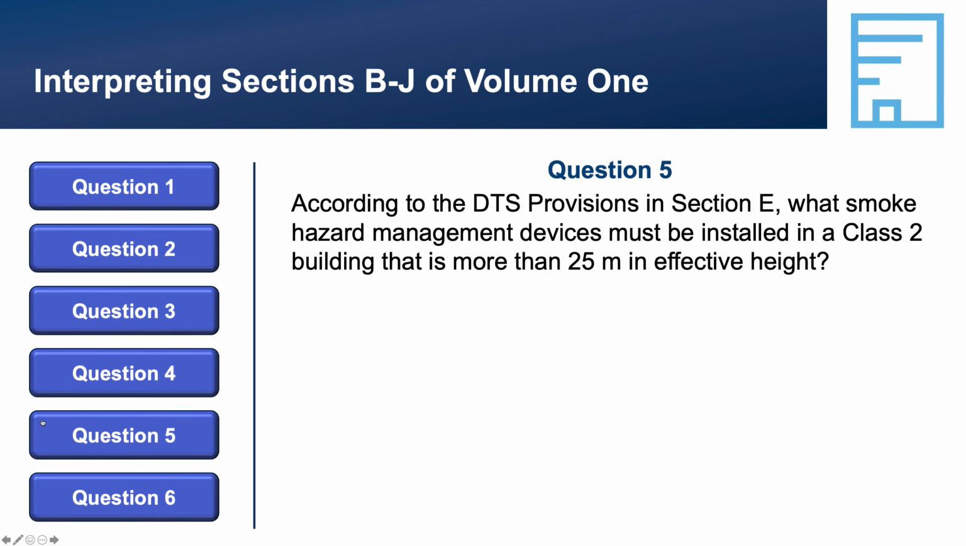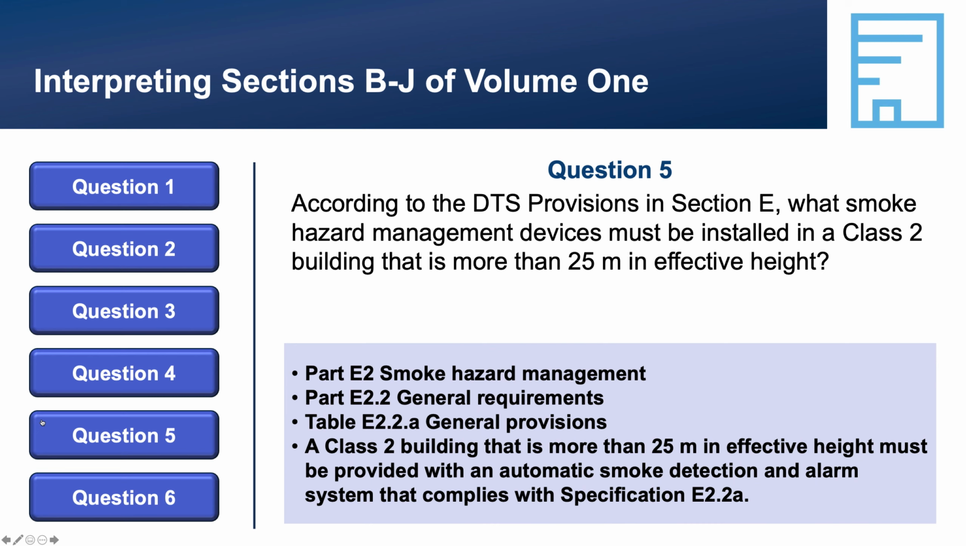Question 5. According to the DTS provisions in Section E, what smoke hazard management devices must be installed in a Class 2 building that is more than 25 metres in effective height? Part E2, Smoke Hazard Management, Part E2.2, General Requirements, Table E2.2a, General Provisions. A Class 2 building that is more than 25 metres in effective height must be provided with an automatic smoke detection and alarm system that complies with Specification E2.2a.